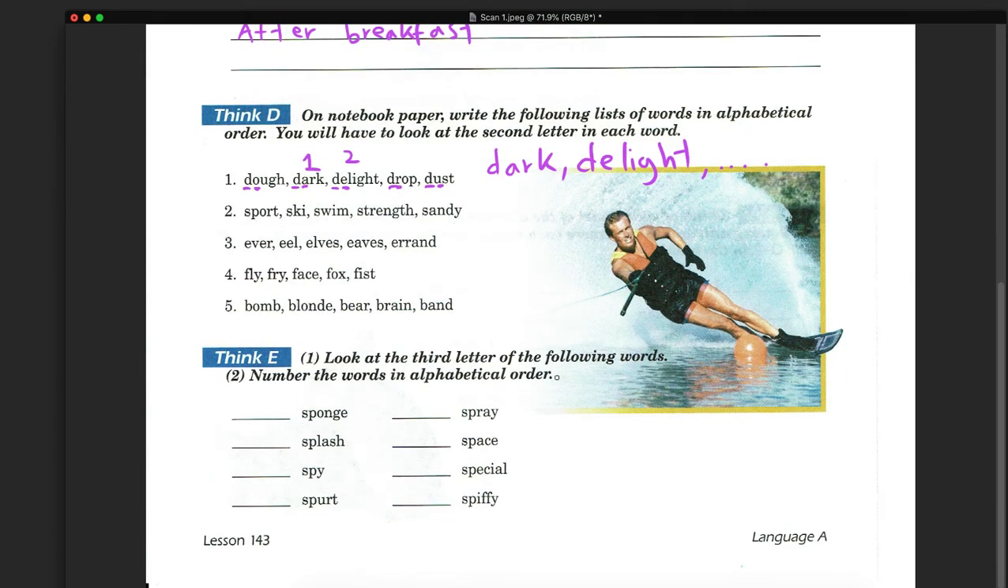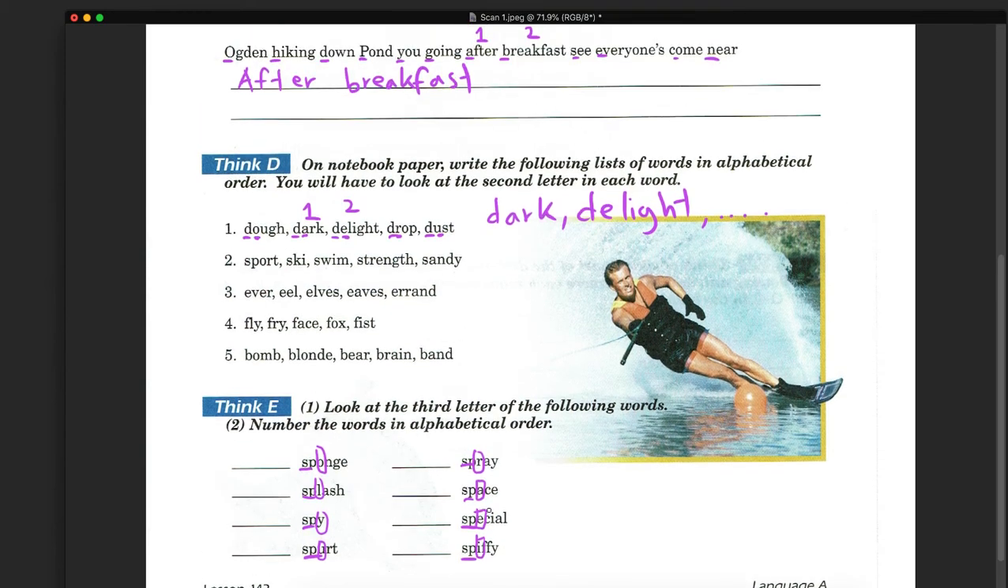Think E. Look at the third letter of the following words. Number the words in alphabetical order. So each of these words starts with S and P. So that's not going to help us in arranging them in alphabetical order. So you need to look at the third letter. The third letter will tell you where they go in alphabetical order. All right, let's look at the next page.